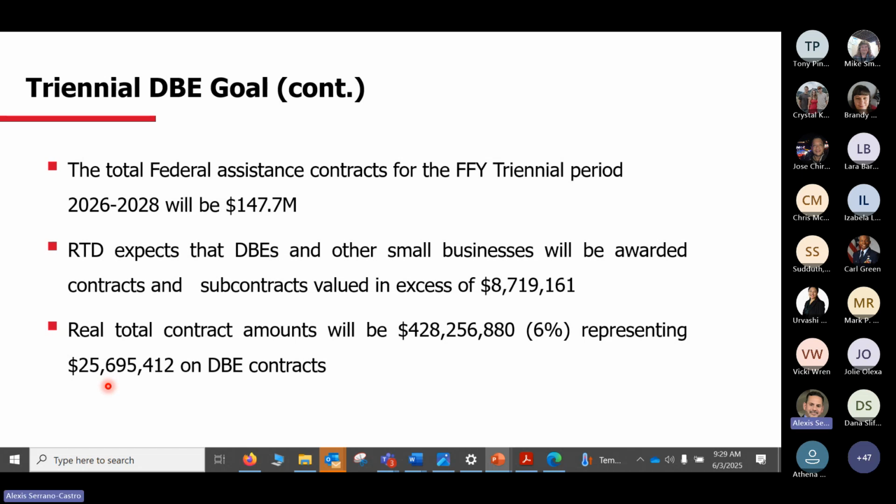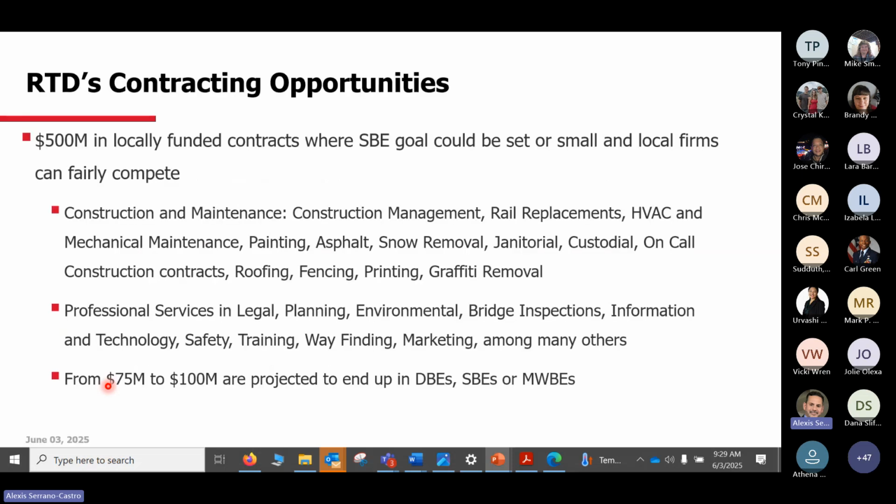But those are not the only projects where we anticipate using DBEs or, as a matter of fact, small businesses. We also anticipate around $500 million in locally funded contracts where an SBE goal could be set, or small businesses can compete fairly. Jose, would you mind sharing an idea of what those particular projects would be that we anticipate using local funds, where we need either DBEs or SBEs to compete as well?